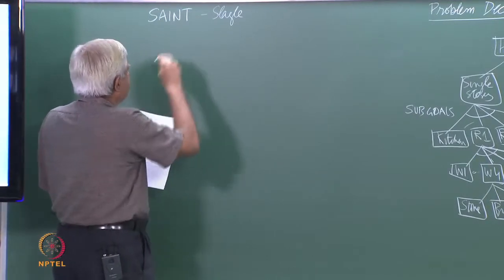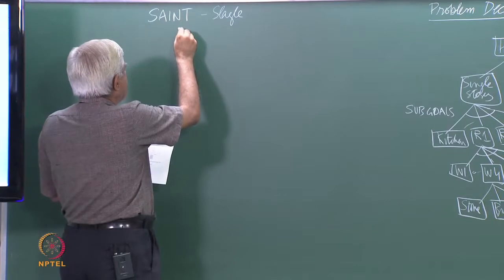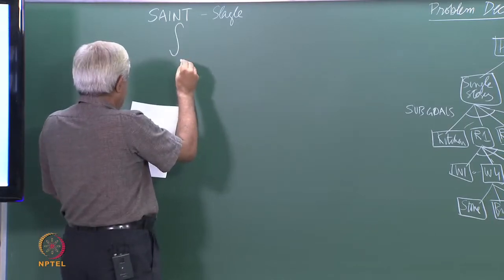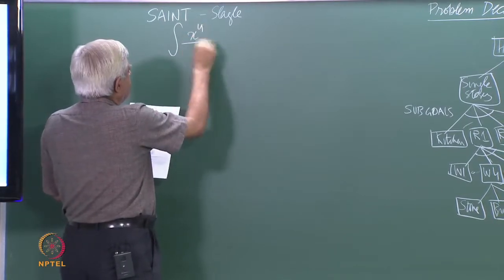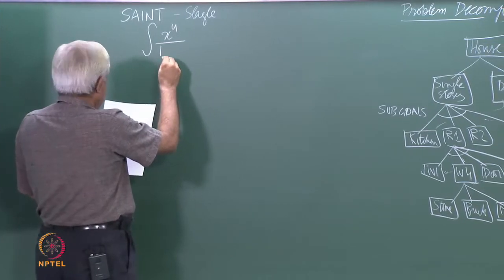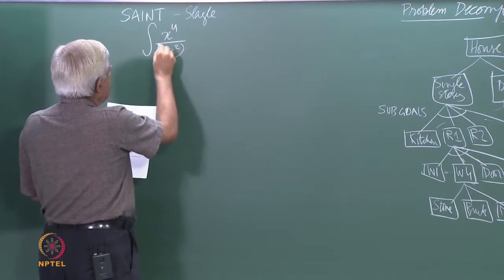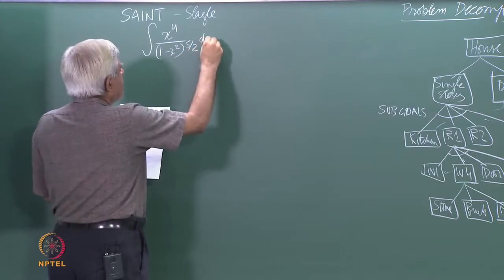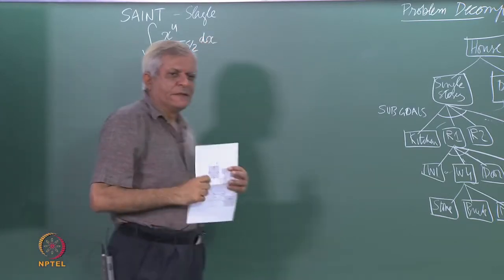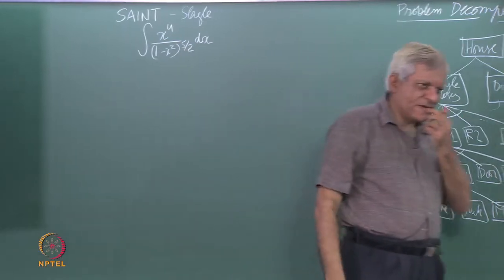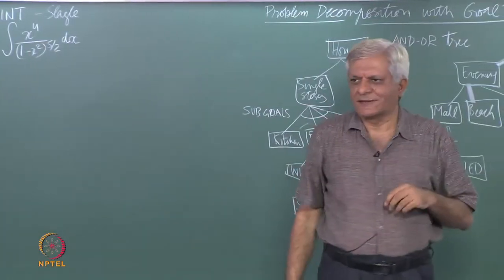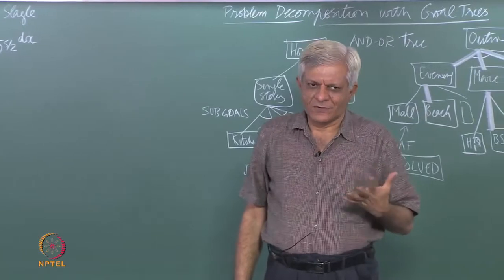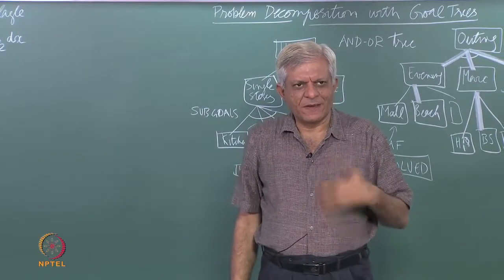So, let us say that you want to integrate x raised to 4 divided by (1 minus x square) raised to 5 by 2 dx. I am sure you people are more familiar with integration than I am, and you know how to solve such problems.